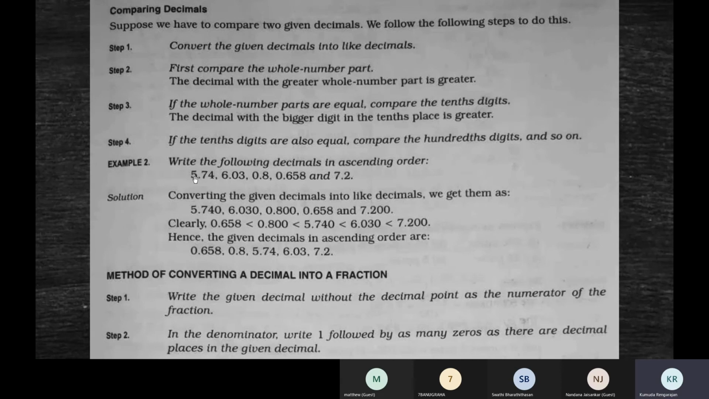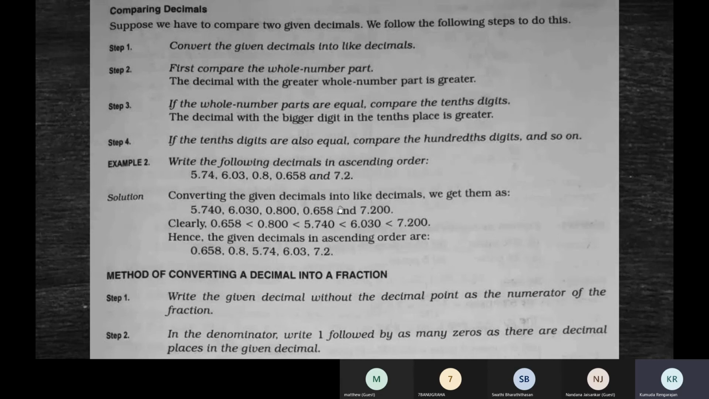So how do we do that? Write 5.74 as 5.740, 6.03 as 6.030, 0.8 as 0.800, this one as it is, and 7.2 as 7.200. Now you can see that every decimal has the same number of decimal places. After the decimal point, all the decimals have 3 digits.